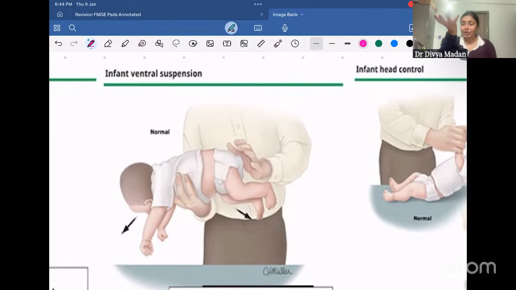Ventrally, I'm holding the child. This is ventral suspension. Here also, I'm checking the head control, the trunk control, right? If the child is below 3 months of age, where no head control is there, the back would be curved, head would be hanging. After that, once the child has achieved head control, the head would be lifted up. Full control, the head would be lifted above the back, right?